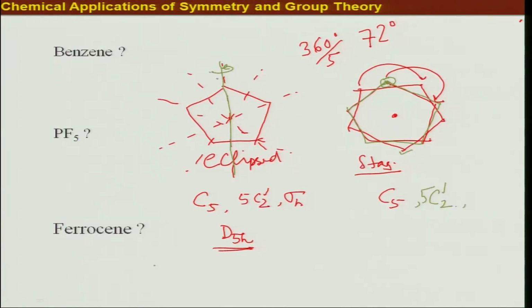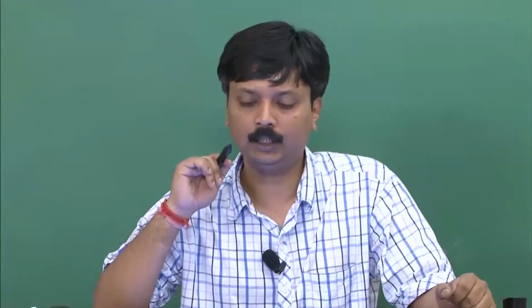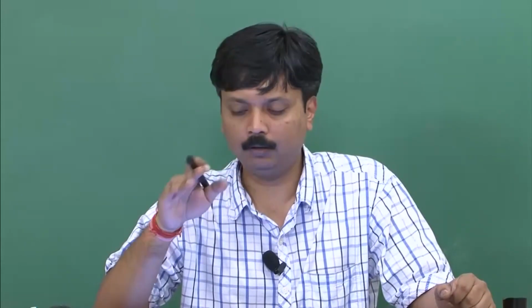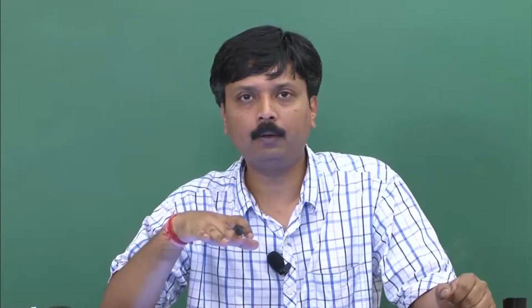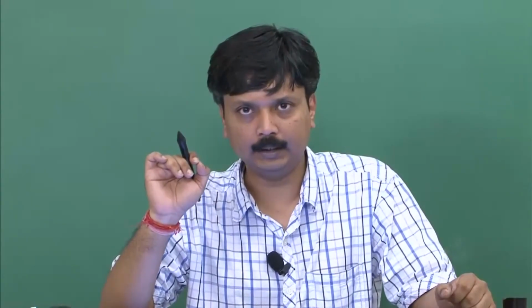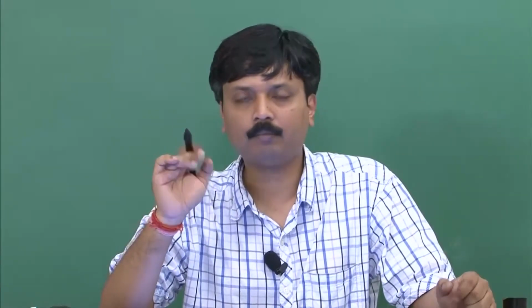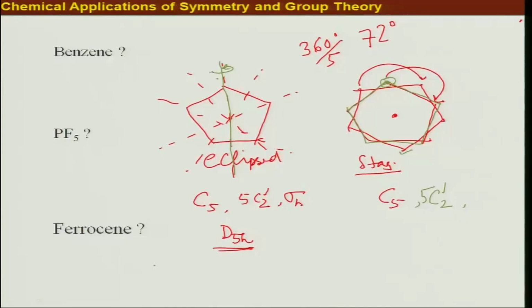Now, the question is sigma h. Here I do not see a plane which will give me an indistinguishable structure upon reflection on that plane, particularly the plane which is perpendicular to the C5 axis here. So, I do not have any sigma h. Do I have a sigma d? Yes, I do. Any of these sigma d's will be very easily found, because I have the C2s now.